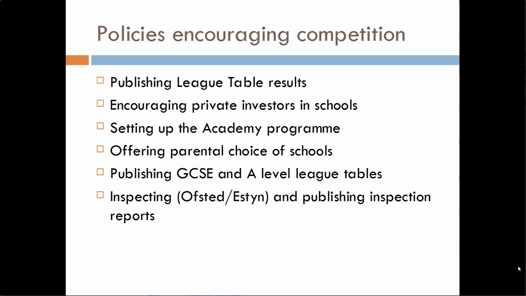Governments publish schools' GCSE and A-level results in the league tables, which is an easy way for parents to try to compare one school against another. And another thing that the government have done is they've made the inspection reports from Ofsted in England and Estyn in Wales public, so that parents can inspect them and get another take on whether this is a good school or not that they're thinking of sending their child to.